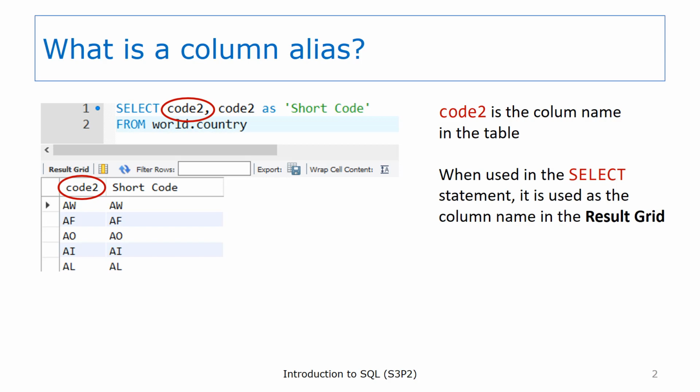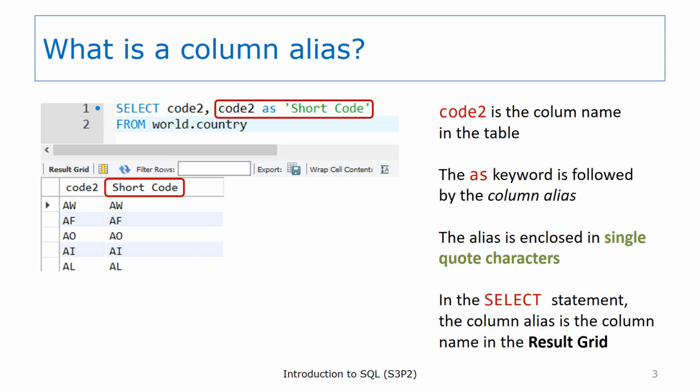On this slide, you see a simple select statement. This select retrieves the code2 column from the world.country table. It retrieves the column twice. We'll get to the second retrieval in a minute. For now, look at the circled code2 in the select statement. Now look down at the result grid and you can see that code2 is also the column heading for the first column. This is an example of retrieving a column in a select statement without using an alias. In this case, the column name that is defined in the table is the column heading in the result grid.